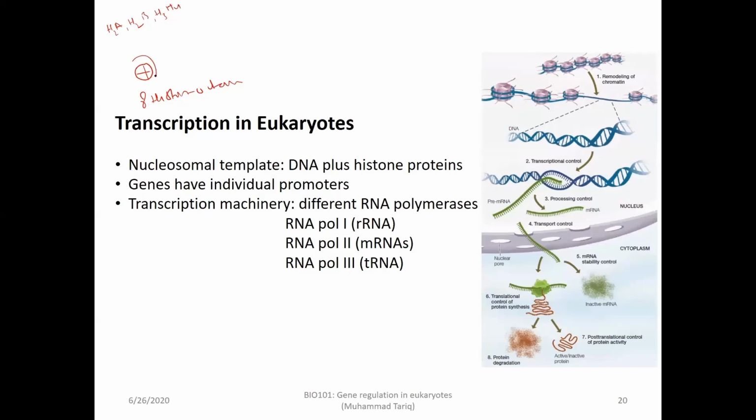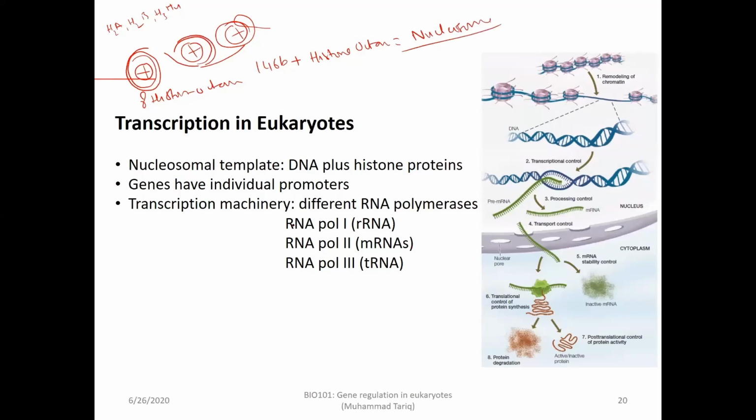146 base pairs of double helical DNA go around it in 2 rounds. Then the next such structure, then the next. One single 146 base pair stretch plus a histone octamer is called a nucleosome. And that's how your chromosomes are organized and packaged. This is shown here. This is one nucleosome, 146 base pairs plus this.